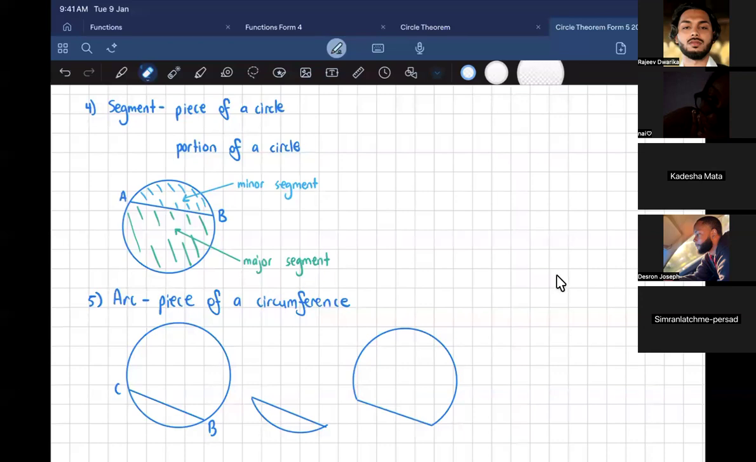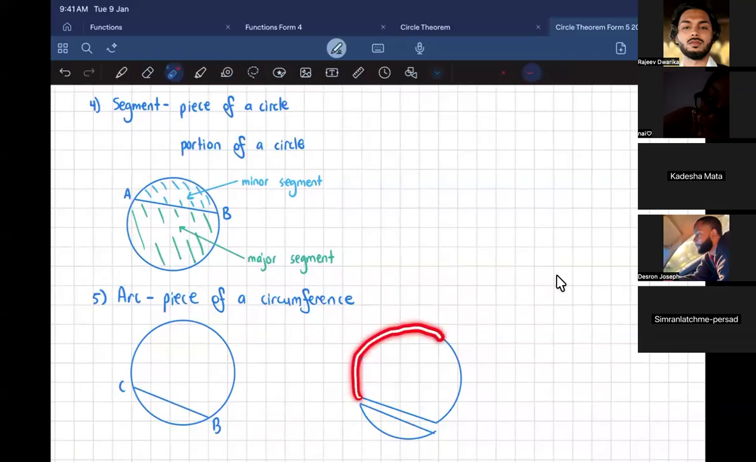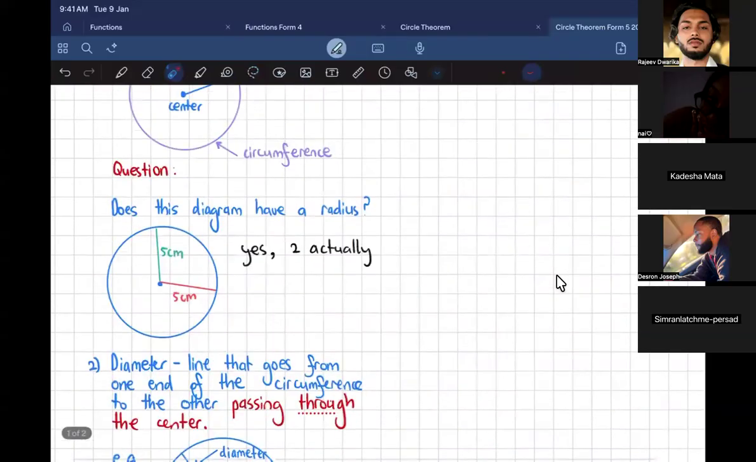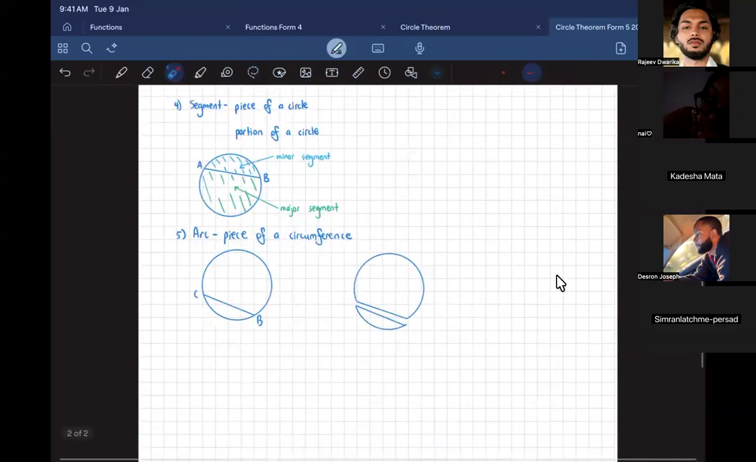All right, Simran, you understand that? Look at this, right? Simran, can you see that by cutting the circle, you have two different regions now? In other words, you have a minor segment and you have a major segment. Would I still call this the circumference? No, I would not, because the circumference is, remember, the distance of the whole thing. But by us cutting the circle, it divides it.